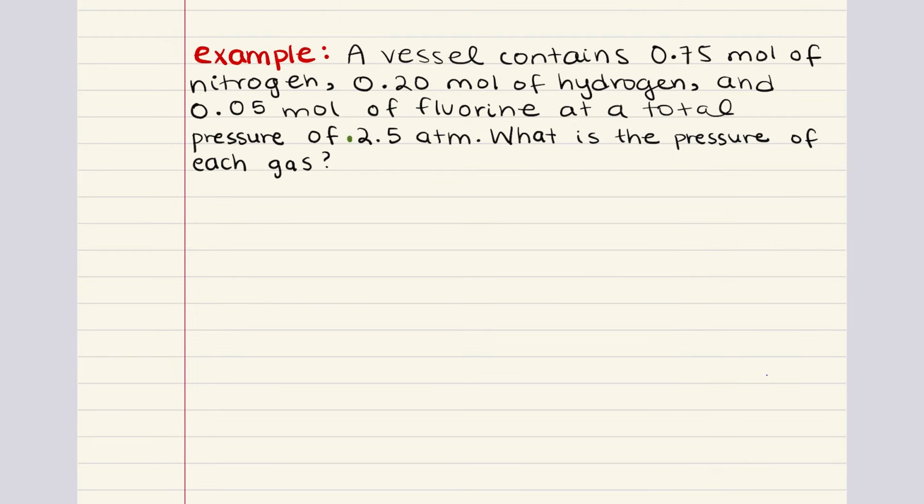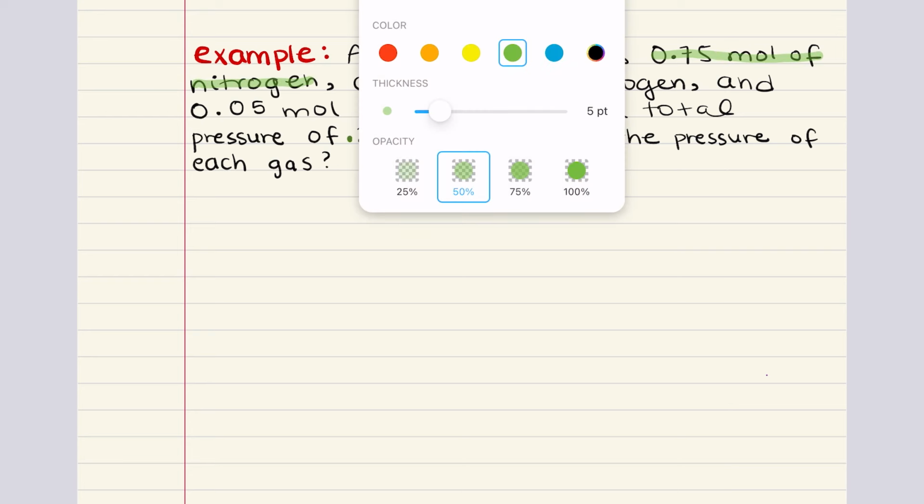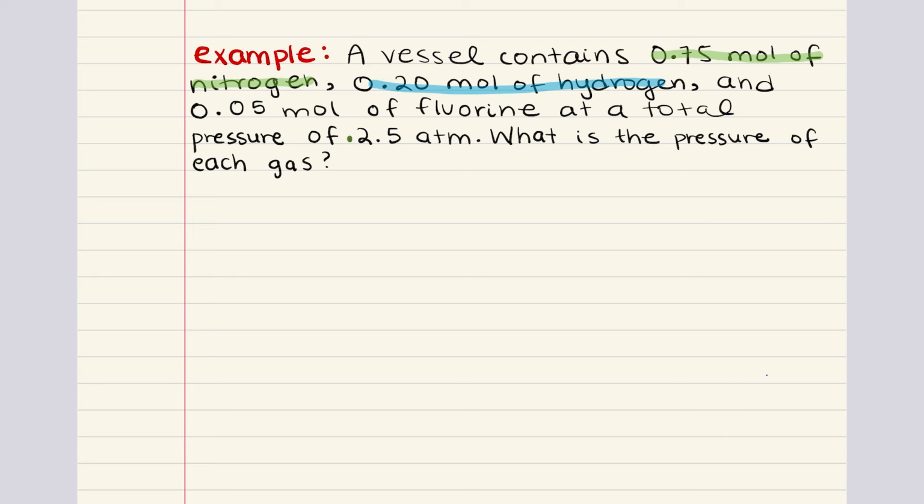This example reads, a vessel contains 0.75 moles of nitrogen gas, 0.2 moles of hydrogen gas, and 0.05 moles of fluorine gas at a total pressure of 2.5 atmospheres. What is the pressure of each gas? Let's start off by writing down all of our equations that we know.